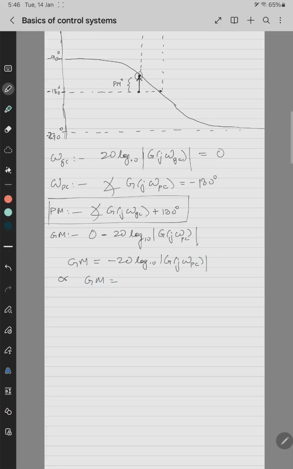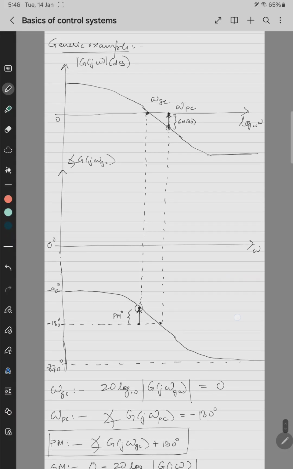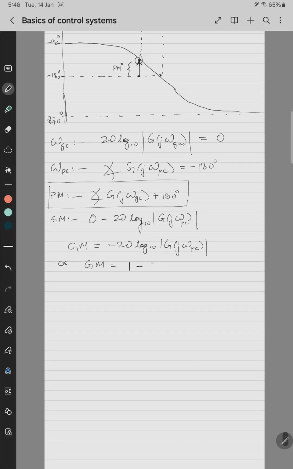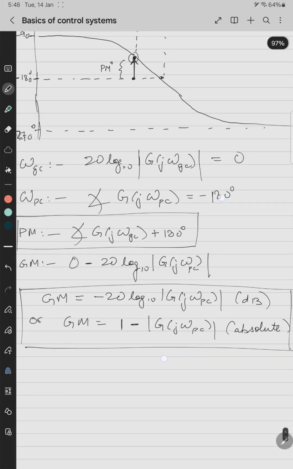Or GM equals to what? 1 minus this, because in absolute, this point is 1 in absolute and 0 in decibels, so 1 over mod of G of j omega pc. This is in decibel, this is in absolute. So these are the definitions of gain and phase margins.